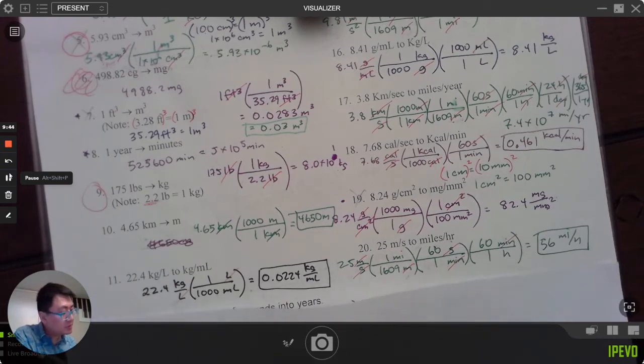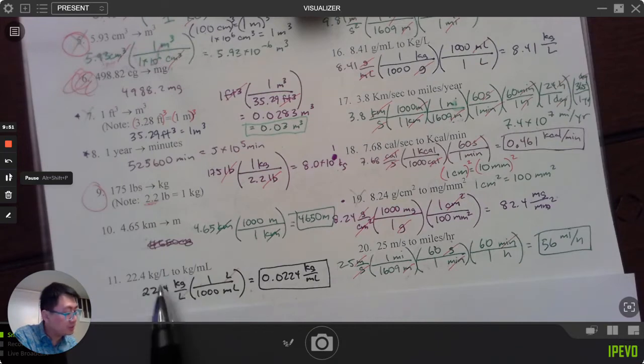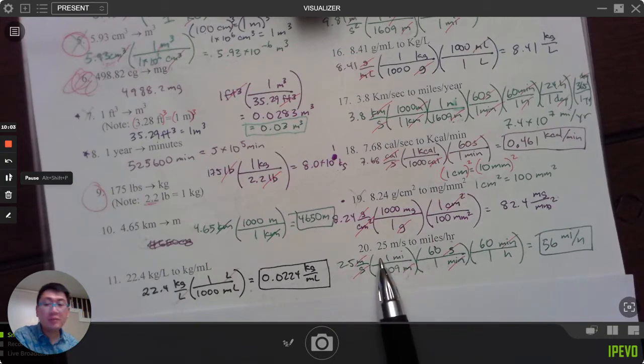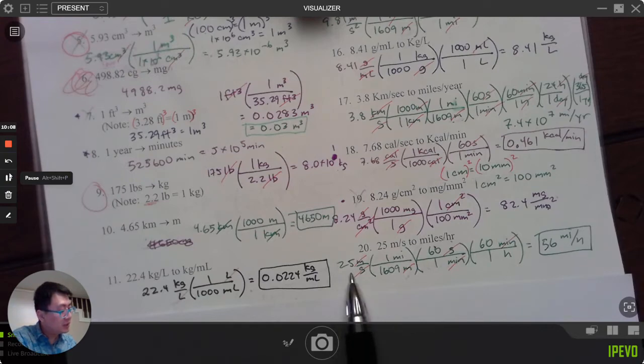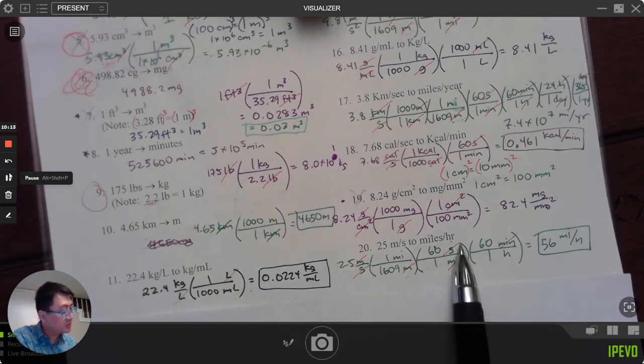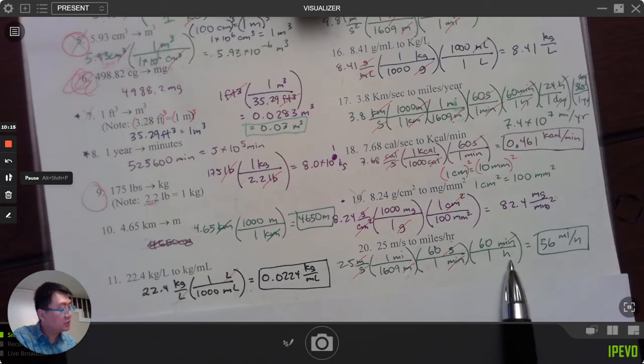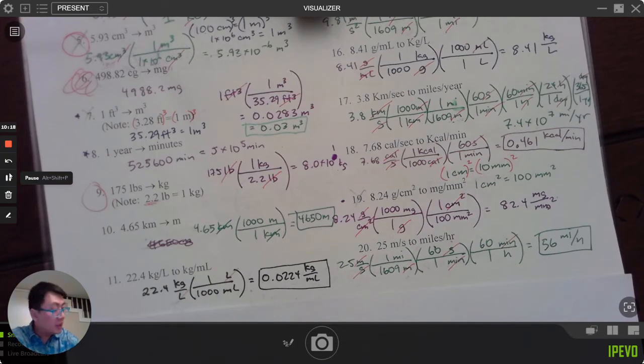Question number 11, 22.4 kilograms per liter, change it to kilograms per milliliter. So all you're really doing is changing your liters to milliliters. So 1,000 milliliters in a liter, liters cancel, you get 0.0224 kilograms per milliliter. Question 20. Change 25 meters per second into miles per hour. And from that, change meters to miles, 1609 meters in a mile. Change seconds to minutes, minutes to hours, and to 2 sig figs, I got 56 miles per hour.